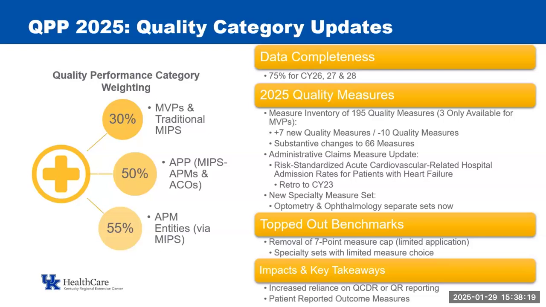Originally, it was finalized that it would be calculated both at that group level as well as at that individual clinician level. However, that is inaccurate. This measure is not eligible as an administrative claims measure at that individual clinician level. So they did clarify that language in this rule.